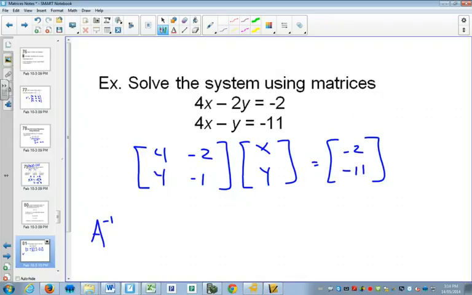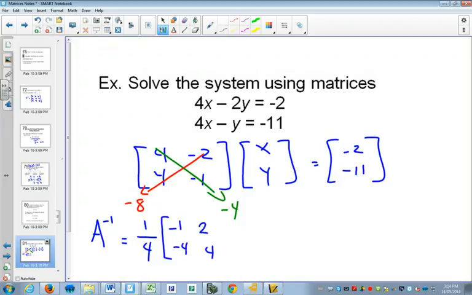A inverse: we calculate our determinant. This will be negative 4. This will be negative 8. Negative 4 minus the negative 8 will be 4. So our determinant is 4. So our inverse will be 1/4, switch these two, make those ones negative. There is our A inverse.